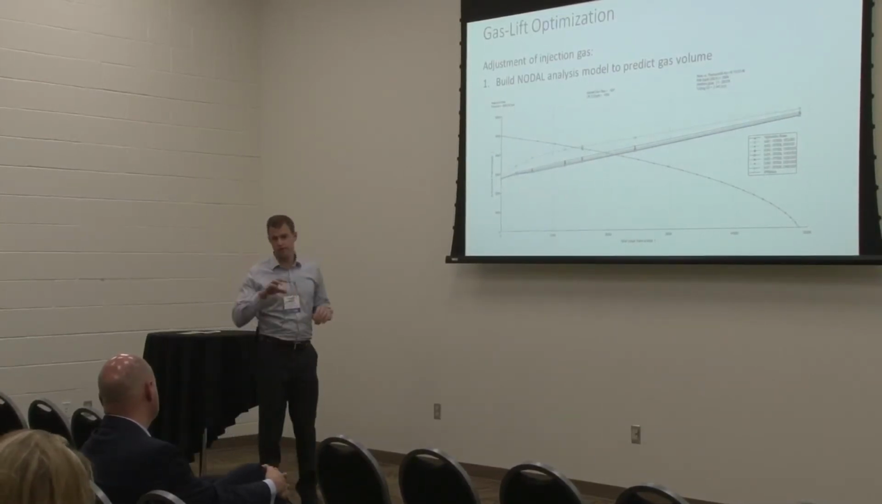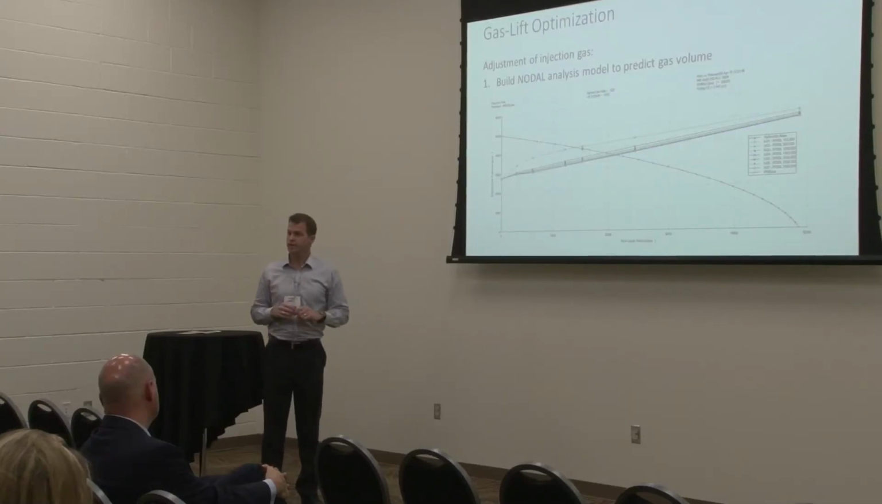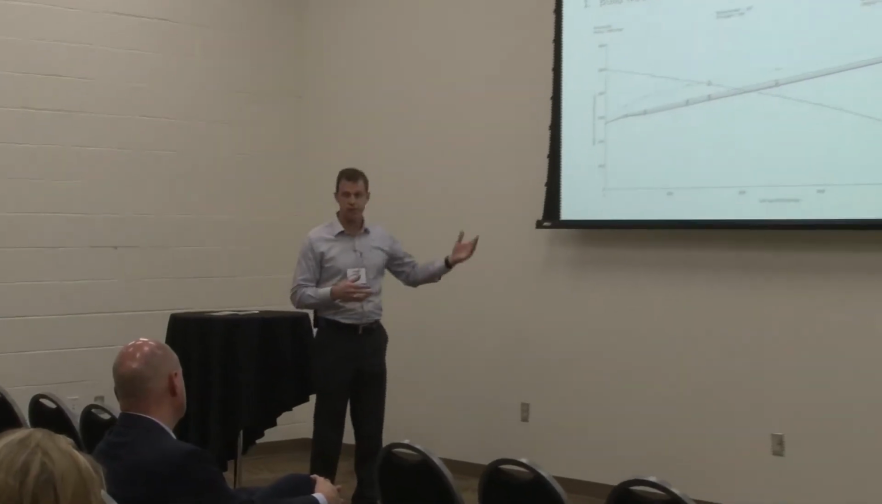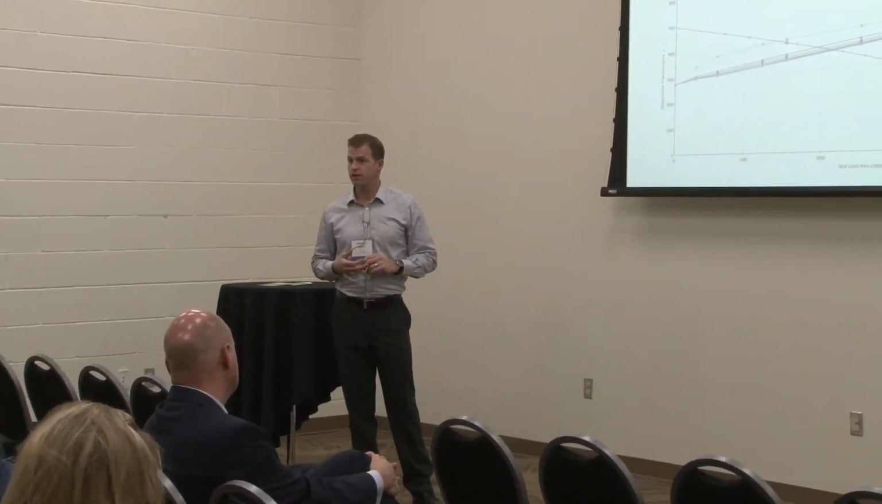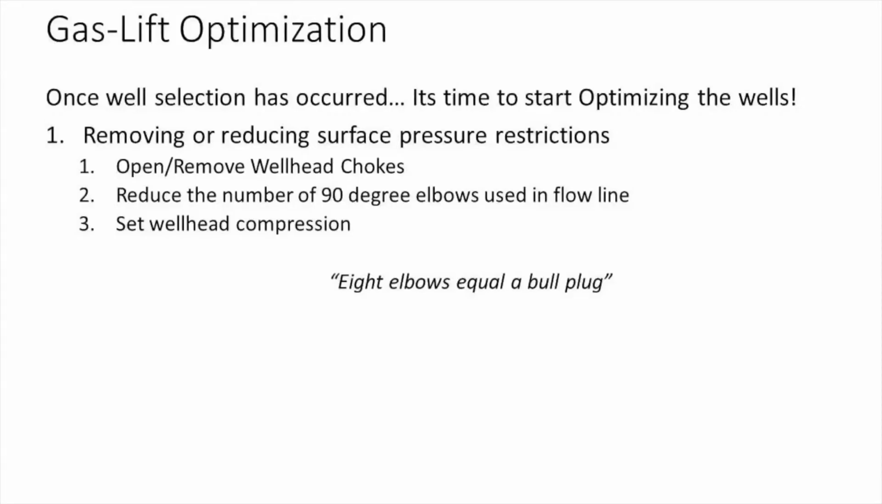Not as typical as just simply making the manual adjustment and seeing what happens, but a preferred way to, I guess, get technical or get scientific with determining injection rates. So the next one is removing or reducing surface restraints. The biggest one is wellhead chokes, especially on these new horizontals.